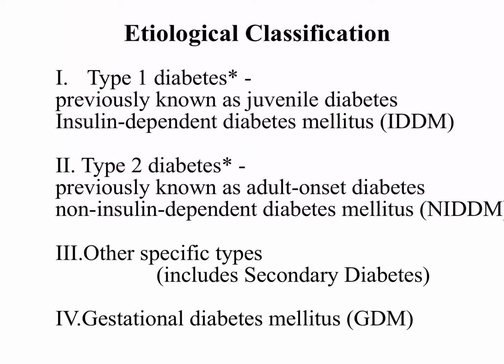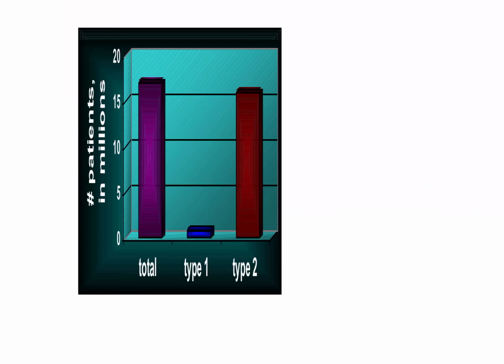Types of diabetes. Diabetes is classified into 4 types: type 1, type 2, type 3 and type 4. Type 1, previously known as IDDM, insulin dependent diabetes mellitus. Type 2, non-insulin dependent diabetes mellitus, is also called adult onset diabetes. There are other types, secondary diabetes, and the fourth one is gestational diabetes, also called GDM. Type 2 is the most common type.